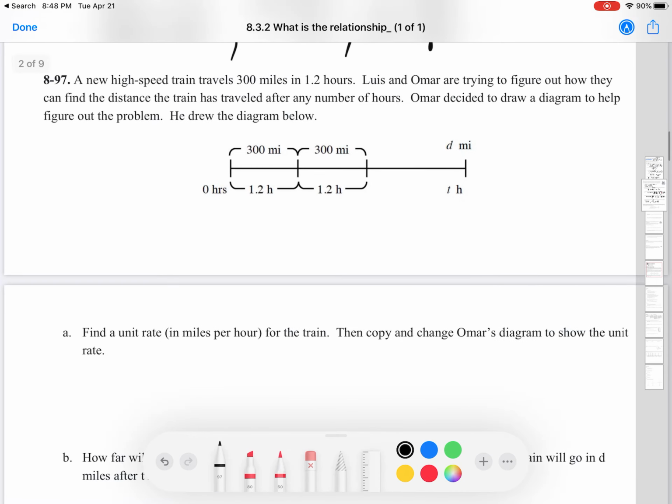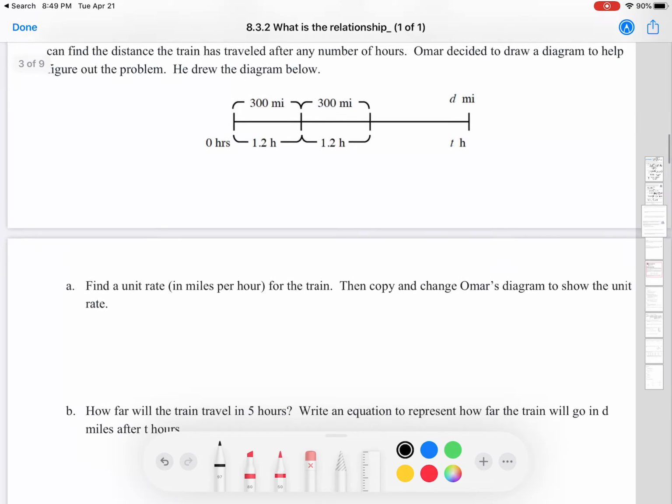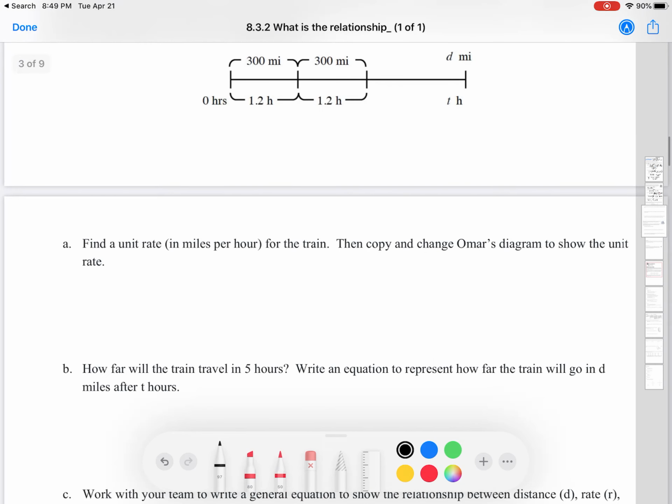Okay, a new high-speed train travels 300 miles in 1.5 hours. Louis and Omar are trying to figure out how they can find the distance the train has traveled after any number of hours. Omar decided to draw a diagram to help figure out the problem. He drew the diagram below. That was nice. Good start there at least.